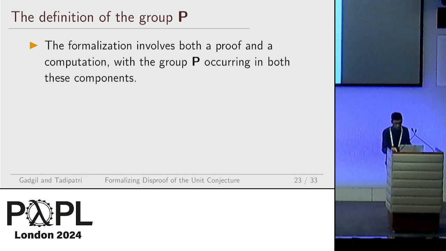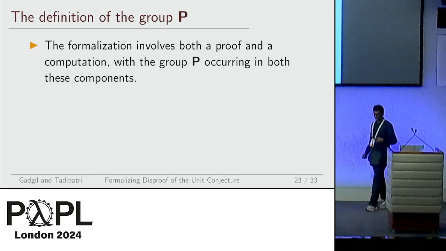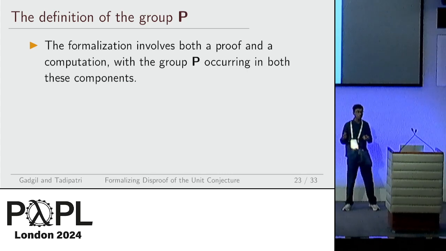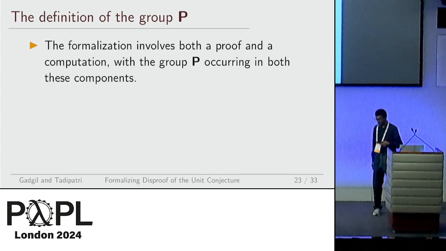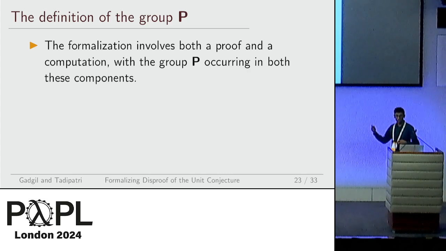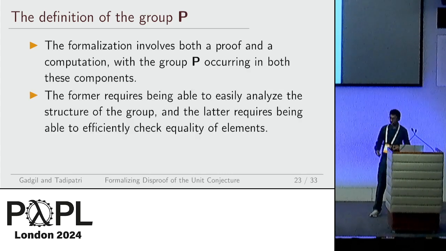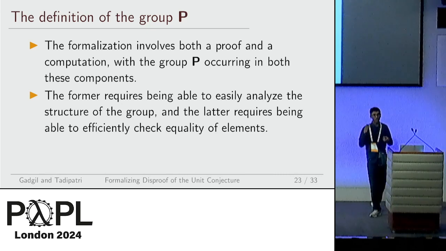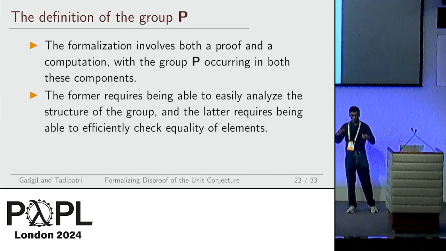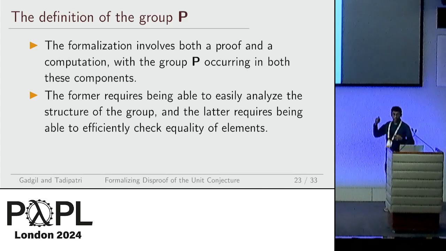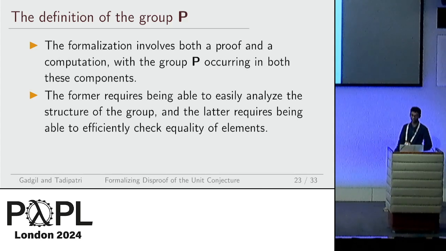So as we've seen, the proof involves both a proof and a computation. And it turns out that the definition of the group P is common to both these parts. So it becomes important to choose a definition of P in a way that's suitable for both of these. The proof of torsion freeness requires being able to peek into the structure of the group carefully and analyze the elements, while the computation requires being able to check equality of elements efficiently.